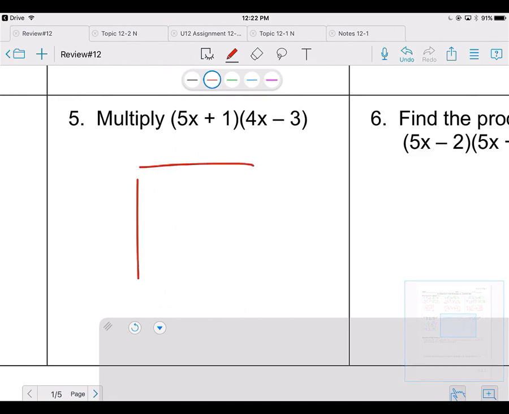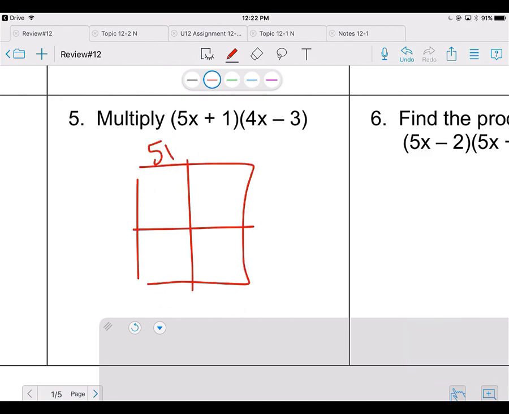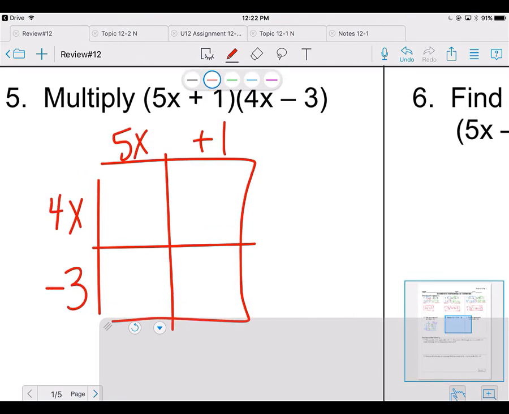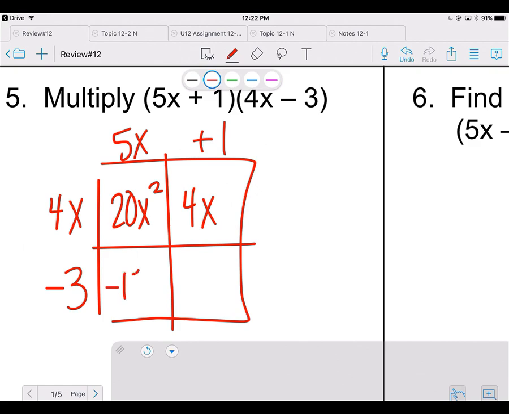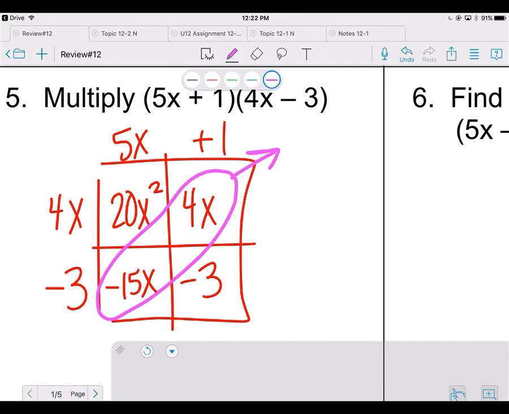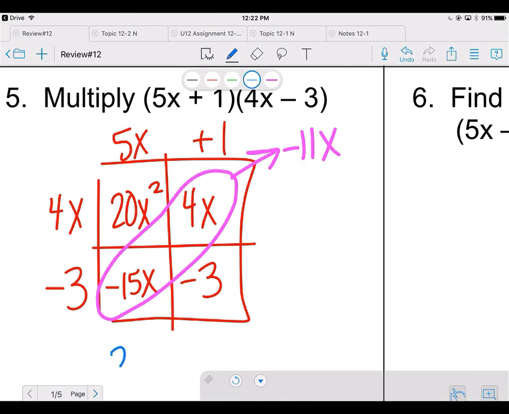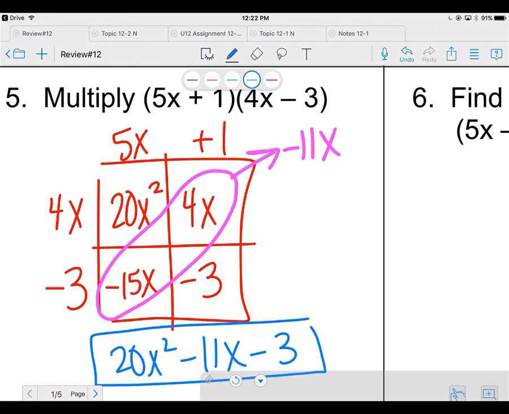Problem 5 wants us to do it again. So we have our box, 5x plus 1, 4x minus 3. To fill in my box, 5x times 4x is 20x squared because x times x. 1 times 4x is 4x. 5x times negative 3 is negative 15x. And 1 times negative 3 is negative 3. Combine my x's, I have negative 15 plus 4. In total, I have a negative 11. So I have 20x squared, a negative 11x, and a minus 3.